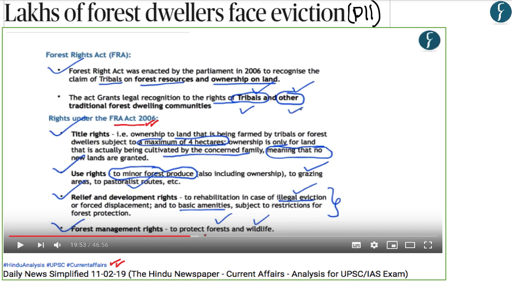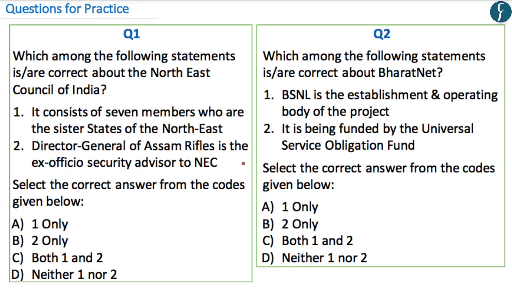And so now with this, let us move on to the next section. Now there are two questions for your practice, whereby question 1 reads, which among the following statements is correct about the Northeast Council of India? The first statement states, it consists of 7 members who are the sister states of the Northeast. The second statement reads, Director General of Assam Rifles is the ex officio security advisor to the Northeast Council. Select the correct answer from the codes given below.